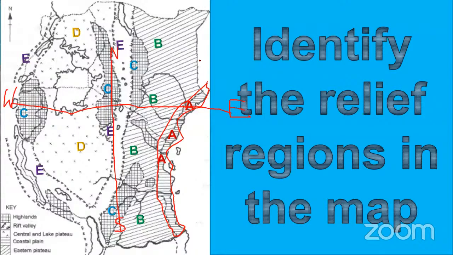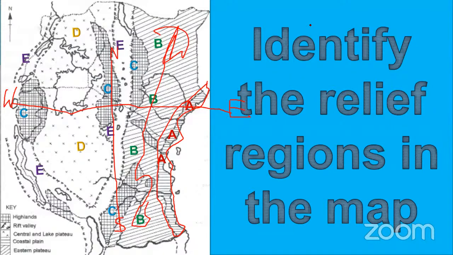This one is the Eastern Plateau. This whole area here, all of it here is the Eastern Plateau. Wherever we see B, and I think if you look at the patterns, that is the Eastern Plateau. Okay. What do you think C represents?